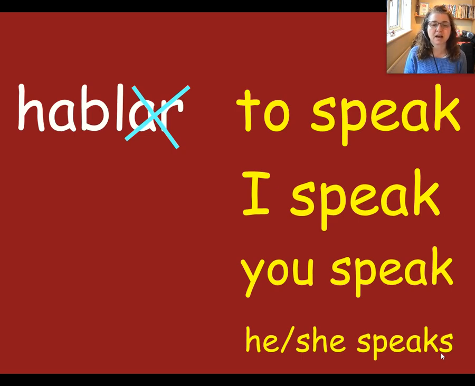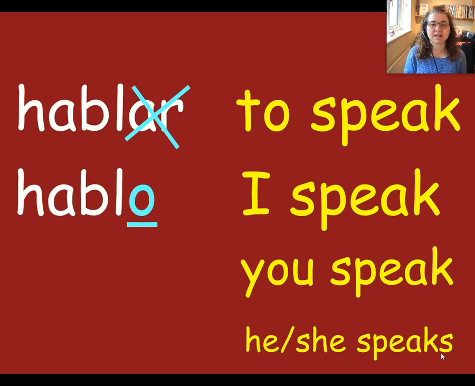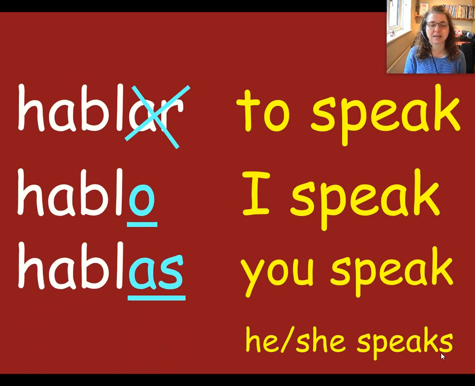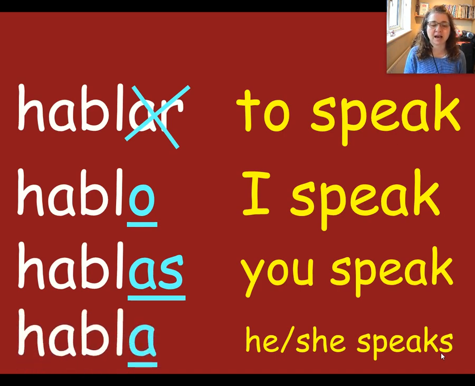So if we want to say I speak, we get our stem habl and we put o on the end. So I speak, hablo. If it's you speak, then we get our stem habl and we put as on the end, hablas. And finally, for he or she, we get our stem habl, and this time we put a on the end, habla. Hablo, hablas, habla. I speak, you speak, he and she speaks.